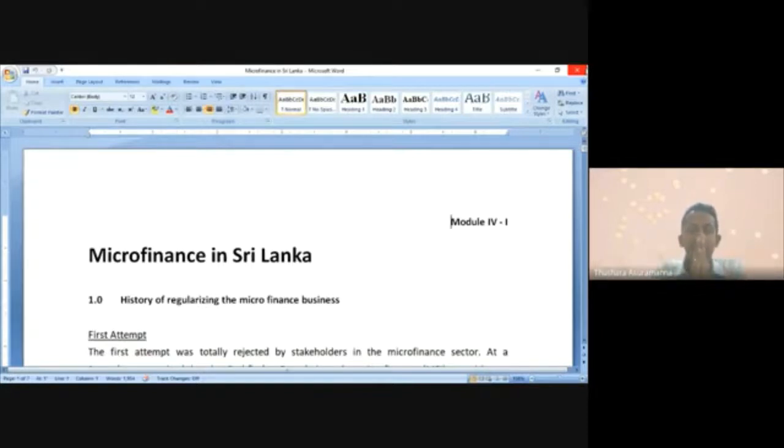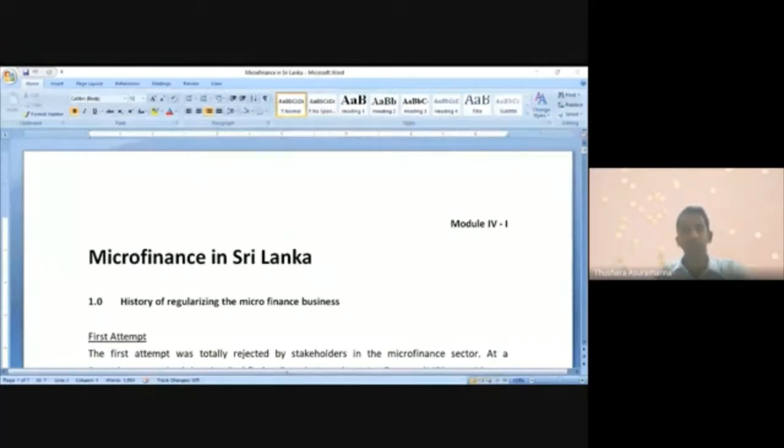So having said that, I'm planning to wind off the session on microfinancing. Any questions from this area? Anything that you want to get further clarified?